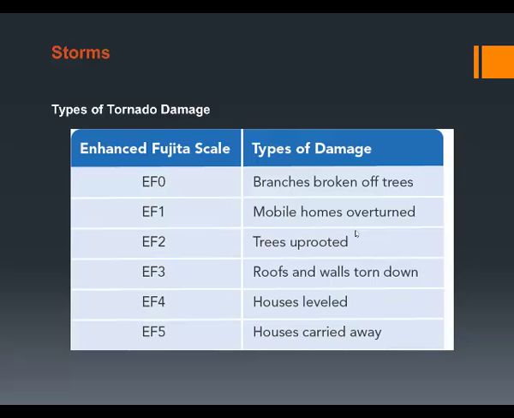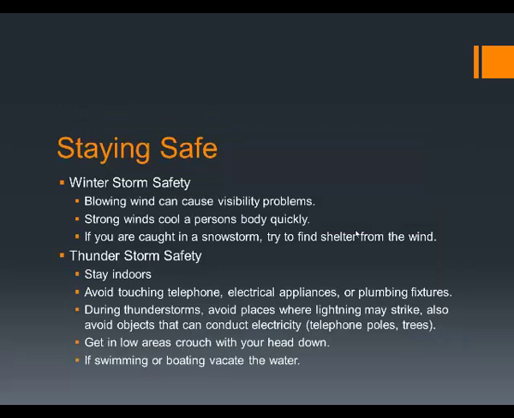EF1, mobile homes can be overturned. EF2, we get trees that are uprooted. EF3, roofs and walls are torn down. EF4, houses are leveled. EF5s, houses are carried away. So we get into the whole Wizard of Oz thing with EF5s. Houses are picked up and basically moved long distances. But they don't survive it. They hit the ground and slow up.